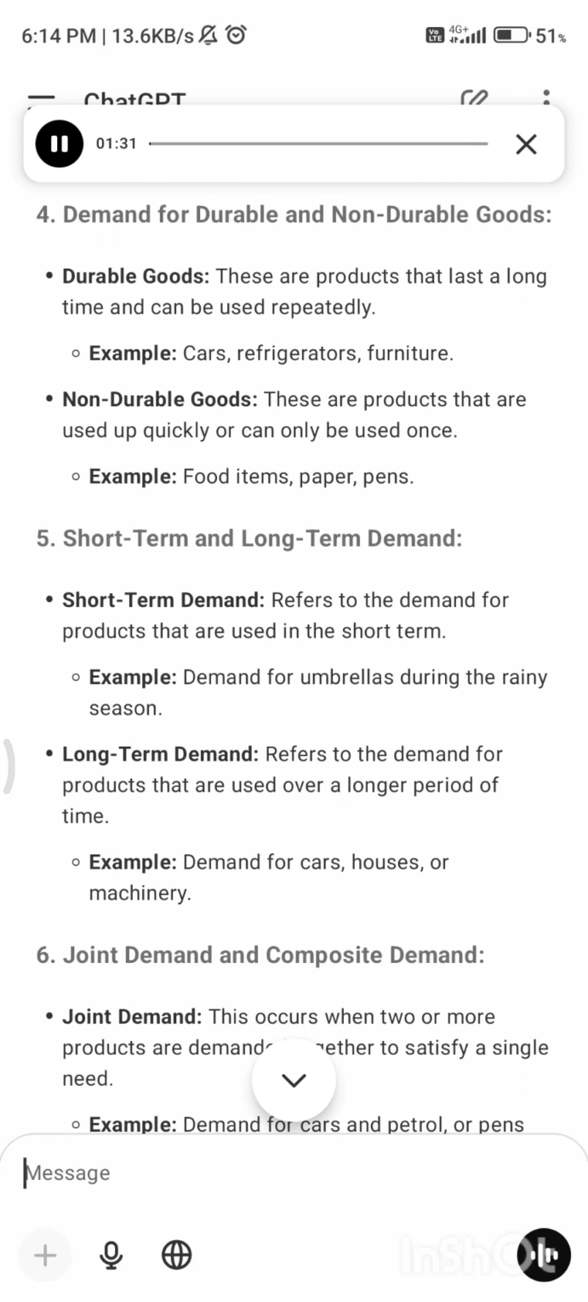4. Demand for durable and non-durable goods. Durable goods. These are products that last a long time and can be used repeatedly. Example: cars, refrigerators, furniture.